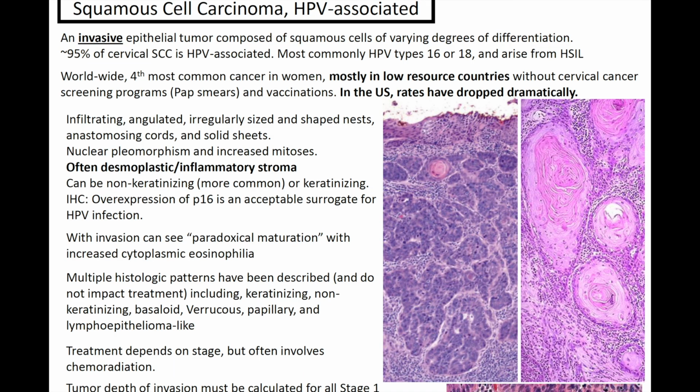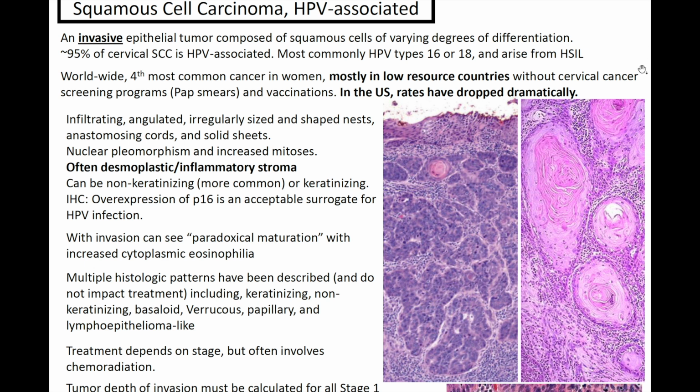Moving on, you can also have squamous cell carcinoma, which is HPV-associated. This is an invasive epithelial tumor composed of squamous cells of varying degrees of differentiation. About 95% of cervical squamous cell carcinoma is HPV-associated, most commonly caused by HPV type 16 or 18, and arises from HSIL. Worldwide, this is the 4th most common cancer in women, mostly in low-resource countries without cervical cancer screening programs such as Pap smears and the HPV vaccination. In the US, rates have dropped dramatically.